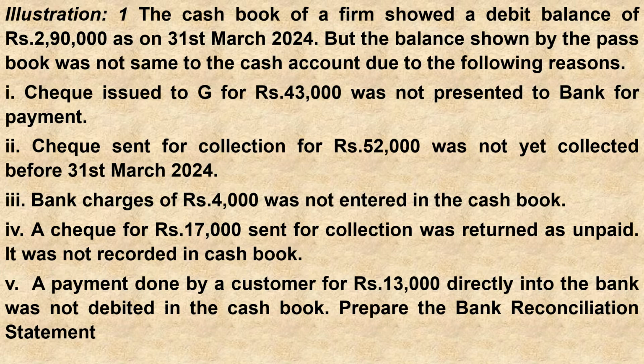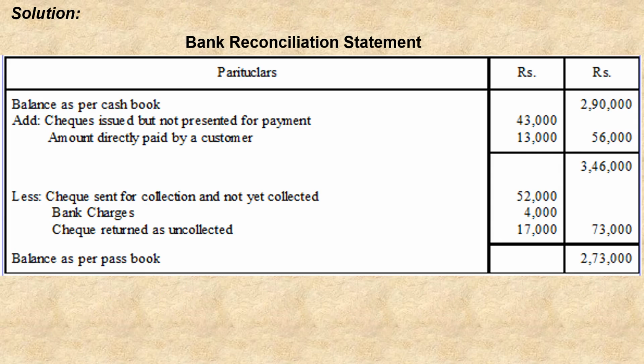3. Bank charges of 4,000 rupees was not entered in the cash book. 4. A check for 17,000 rupees sent for collection was returned as unpaid. It was not recorded in cash book. 5. A payment done by a customer for 13,000 rupees directly into the bank was not debited in the cash book. Prepare the bank reconciliation statement. Solution. Bank reconciliation statement is presented here.